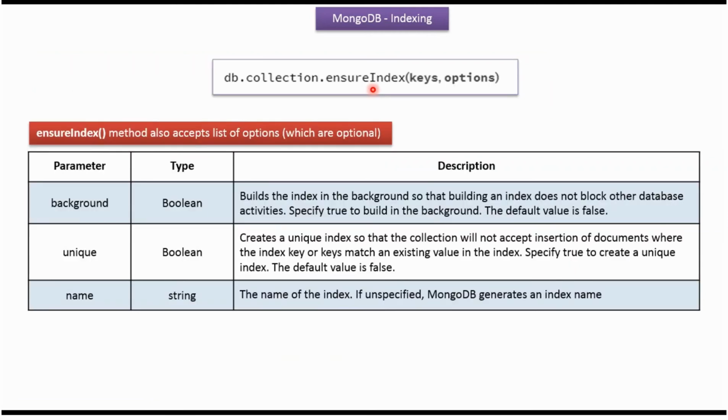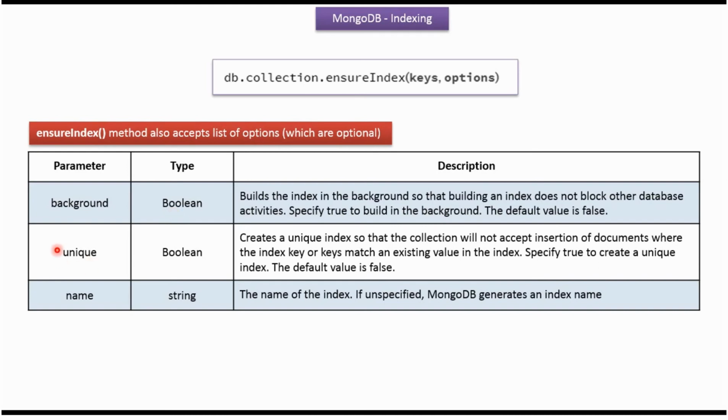The ensureIndex method accepts a list of options, and these options are optional. The first option is background, type is boolean. By default it is false, and if we specify true, then the index will be built in the background, so that building an index does not block other database activities.